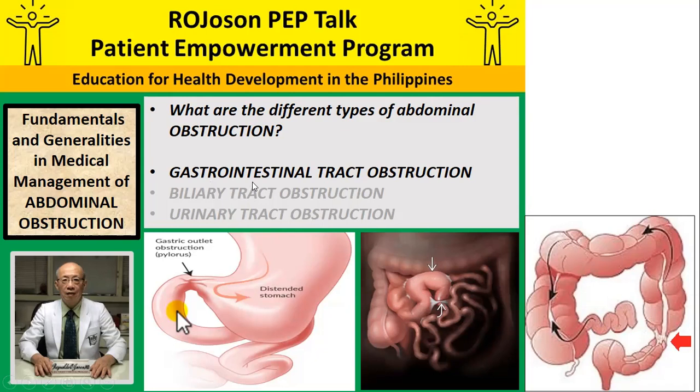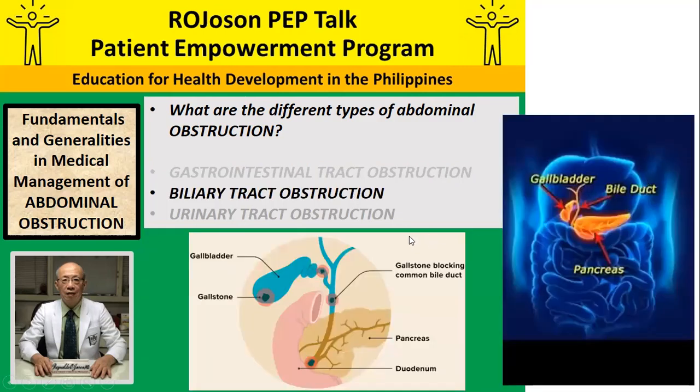Gastro means stomach. Intestine can be small intestine and large intestine. Biliary tract obstruction means this is the whole system of the biliary tree. You have the gallbladder and then the ducts.